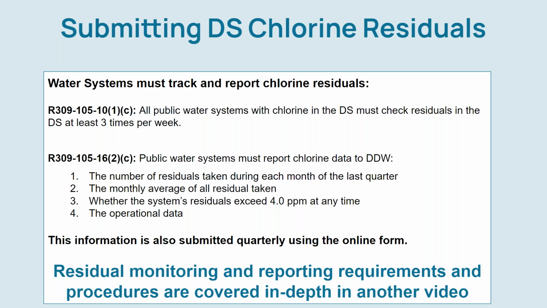We also want to quickly highlight that systems must monitor chlorine residuals with their bacteriological samples and in the distribution system at least 3 times per week. As previously stated, this information is also submitted quarterly using the online form, but residual monitoring and reporting requirements are covered in depth in another video, so we encourage you to watch that and learn more.